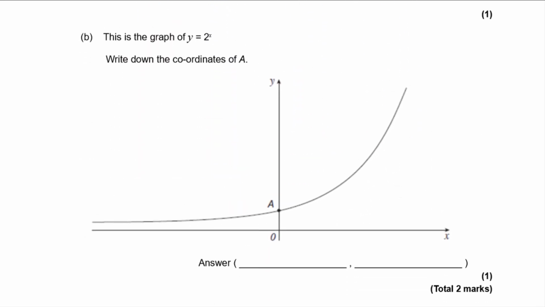B, this is the graph of y equals 2 to the power of x, it's an exponential curve. Write down the coordinates of A. A is the point of intersection, it's always the same point, it's always 0, 1. I already know what that is, 0, 1, always passes through 0, 1. Doesn't matter what the value of the number is, the base, 3 to the x, 4 to the x, 5 to the x, half to the x, always goes through 0, 1. It's because any number to the power of 0 is 1, isn't it? Okay, so it's always 0, 1.